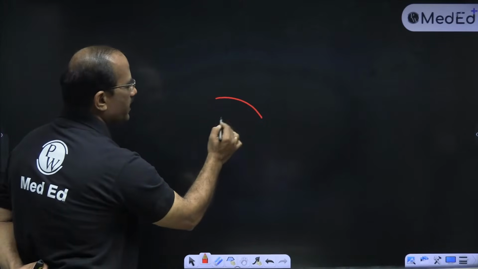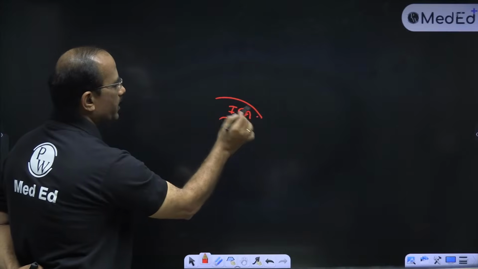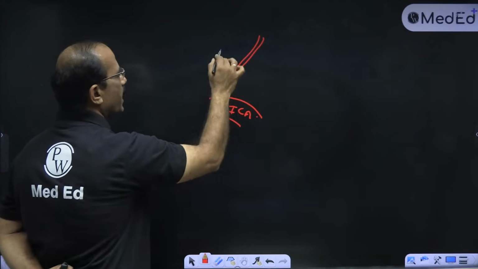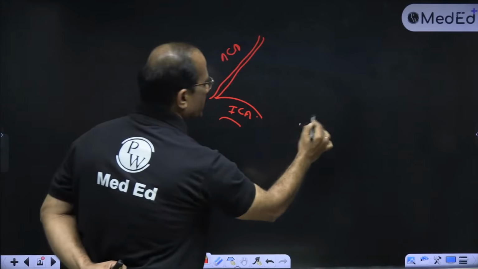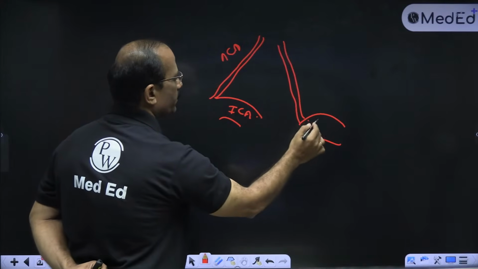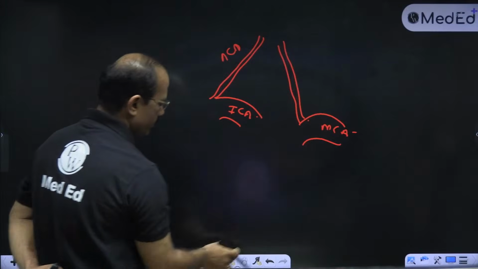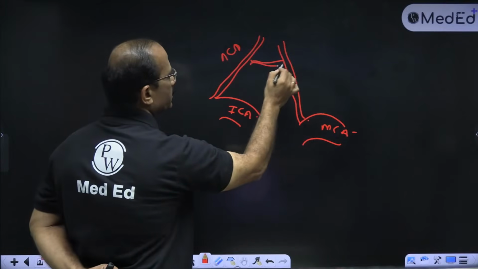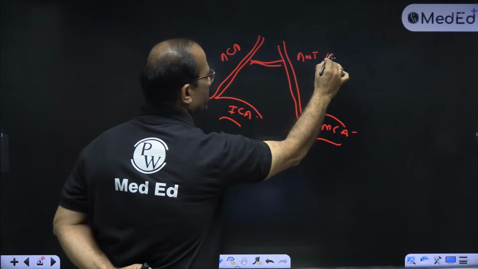That's an internal carotid artery. What is this branch? That's an anterior cerebral artery. That's an internal carotid. This is the anterior cerebral artery. That's a middle cerebral artery. Fine. What is this artery? This is the anterior communicating artery.